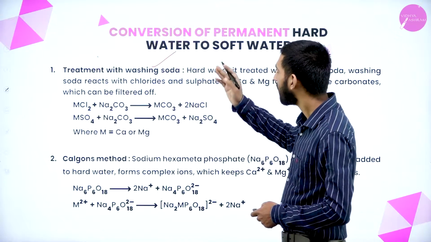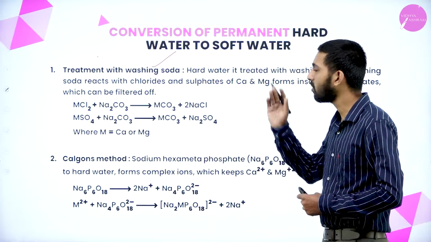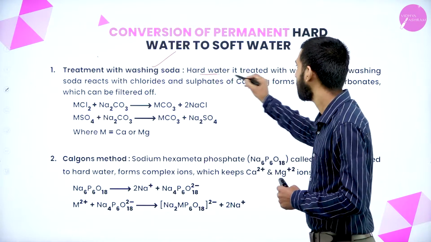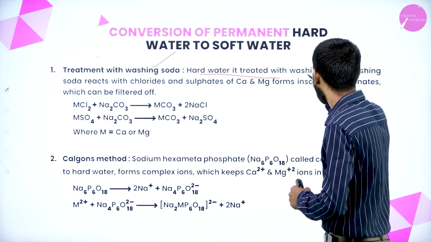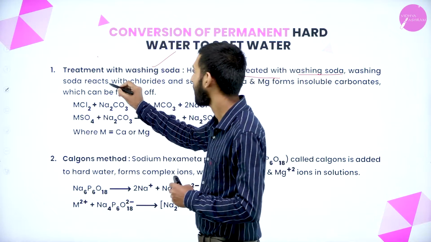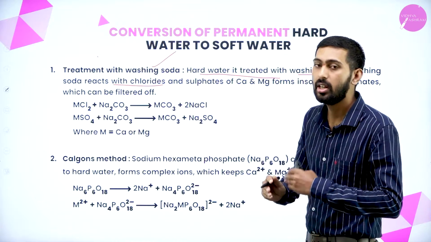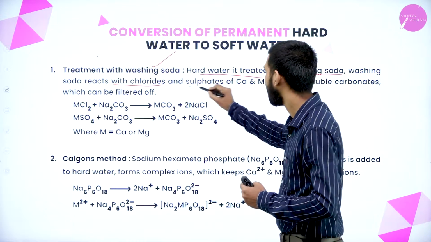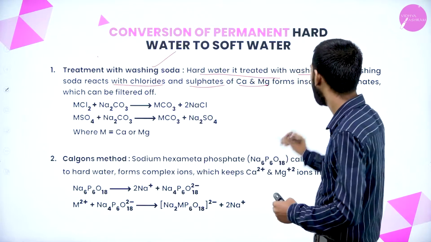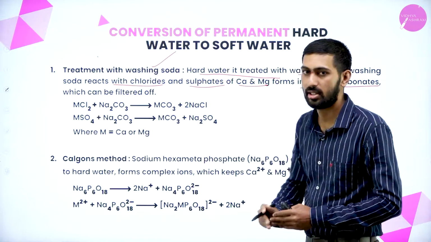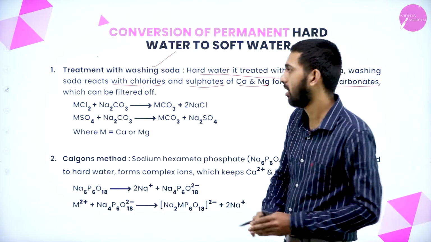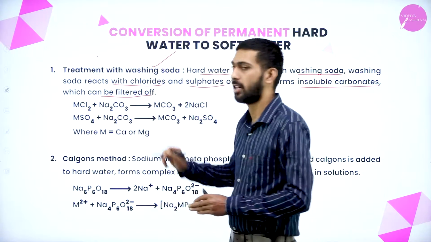Next thing is conversion of permanent hard water to soft water. Now let us study this. Here hard water is treated with washing soda. When you treat hard water with washing soda, washing soda reacts with the chlorides and sulfates of calcium and magnesium in the hard water, and it forms insoluble carbonates, which can be filtered off.